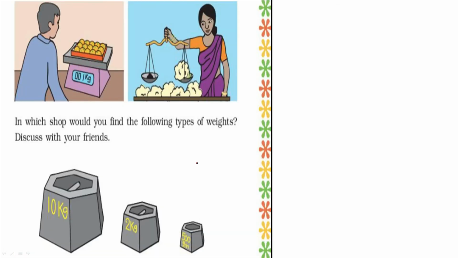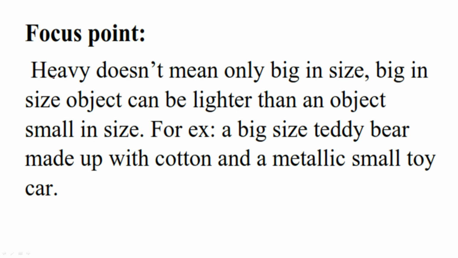Now you can see. In which shop would you find the following types of weights? Discuss with your friends. 500 grams, 2 kilogram, 10 kilogram. Heavy object does not mean only big in size. A big object can be lighter than a small object. For example, a big teddy bear made of cotton and a small metallic toy car.